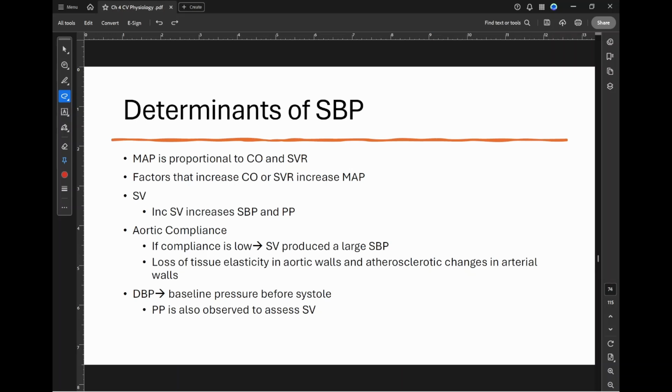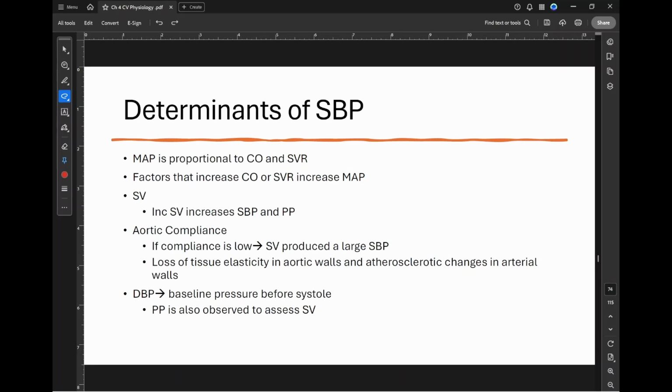So what determines what our systolic blood pressure is, the top number in our blood pressure measurement? We know that mean arterial pressure is proportional to cardiac output and systemic vascular resistance. That's what SVR means: what is the resistance in the system, in the body? If MAP goes up, systolic blood pressure is going to go up as well. If cardiac output goes up, systolic blood pressure goes up. If your systemic vascular resistance, all the resistance in the arteries, goes up, your blood pressure goes up.